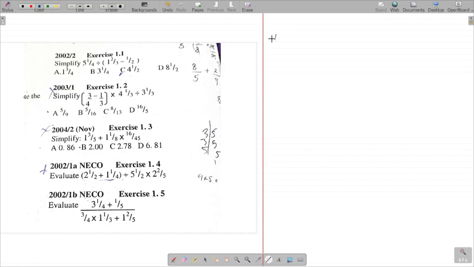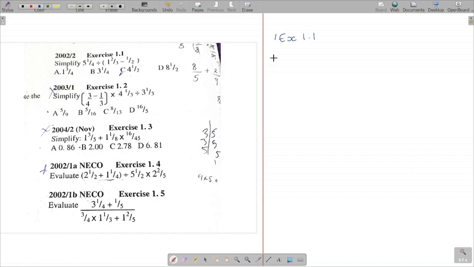For exercise 1.1, we have a question that says simplify. Simplify just simply means reduce a question to its simplest form. As it is like this, it's still complex. So you're supposed to work it out to the simplest form, and that's what it means by simplify.